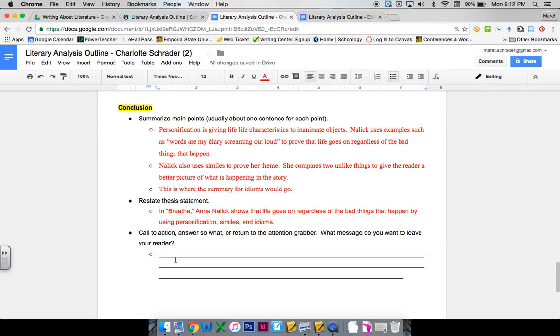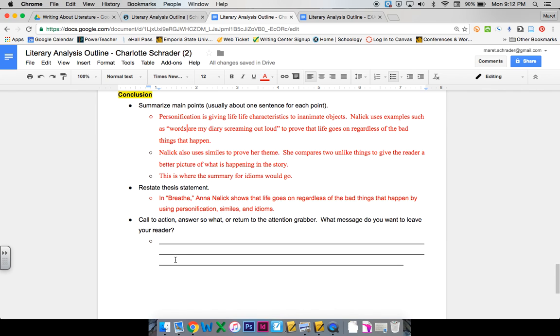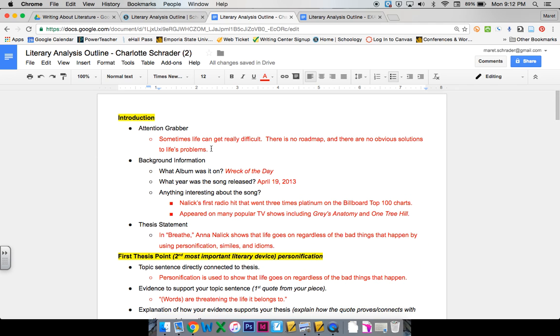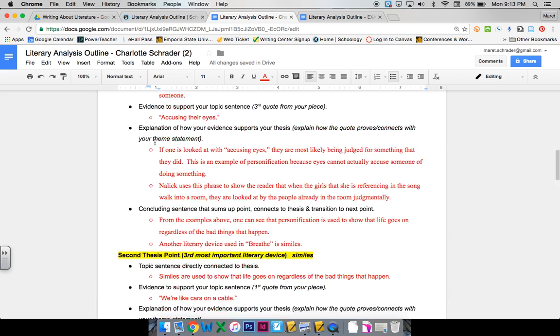All right, and then this is the part that everybody usually struggles with the most, and it's the call to action. The answer to the so what question, or it's a return to your attention grabber. This is the last thing that your reader reads, so what message do you want to leave them with? This is usually going to be about 2 to 3 sentences, and the easiest thing is to return to your attention grabber. Kind of continue with whatever you set up there. So my attention grabber was, sometimes life can get really difficult. There is no roadmap and there are no obvious solutions to life's problems.